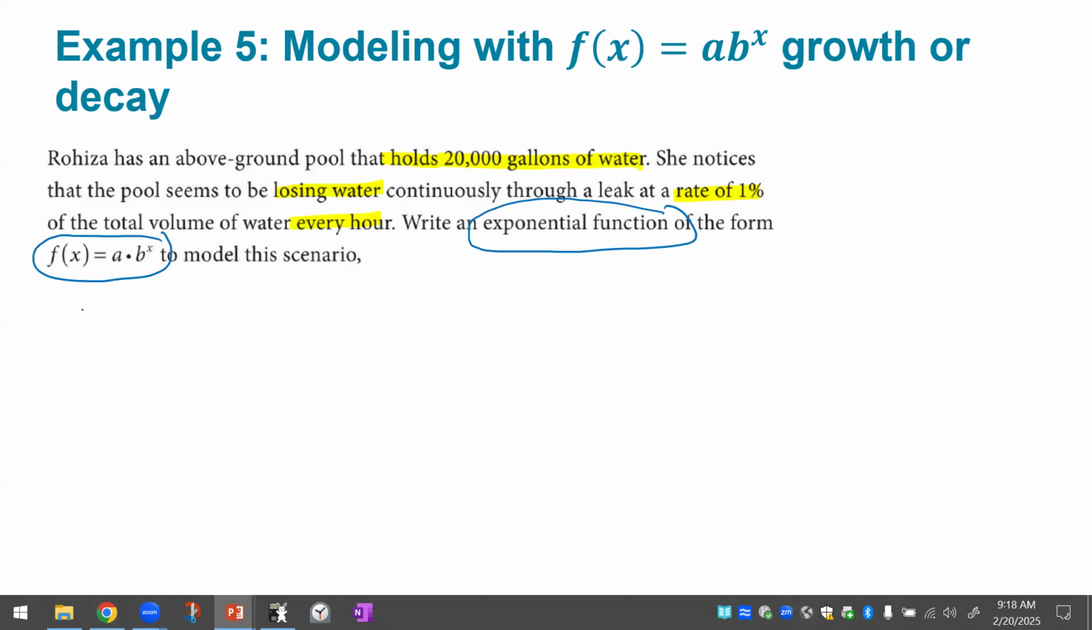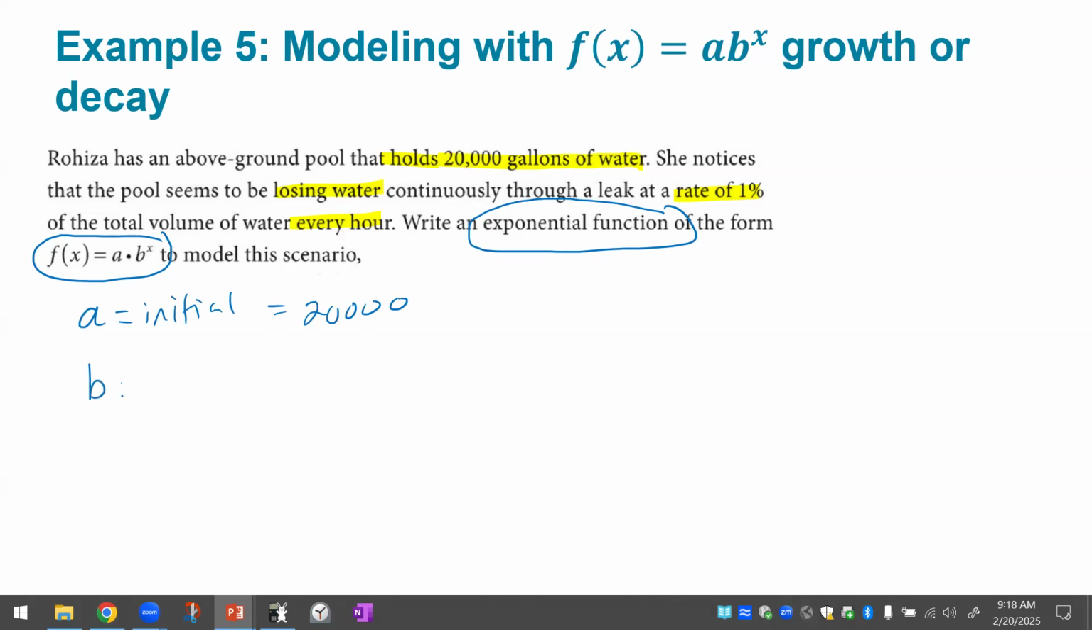Okay. Your a, when we talked about the graph of an exponential function, your a is always your initial. So your a is where are you starting? What is your initial? So for this problem, what is our a? 20,000. So we know a equals 20,000.